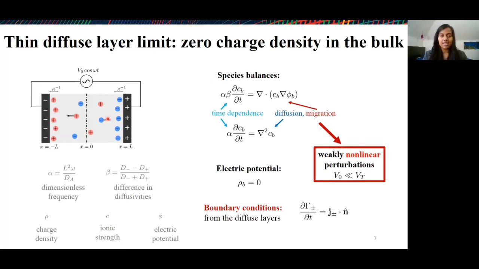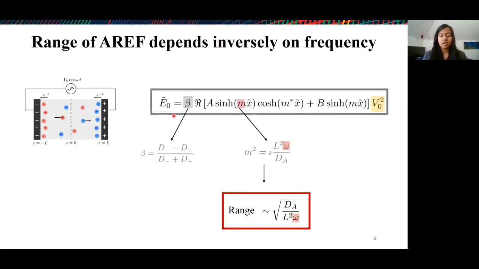So I'm going to show you that and then also talk about what this means for particle motion in these systems. So here is the expression for the leading order steady electric field as a function of the position x in the cell. So this is leading order, so it depends on the square of the applied voltage. And there are higher order terms which we haven't calculated yet.